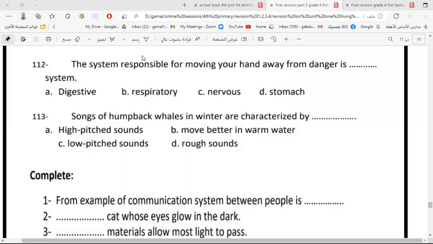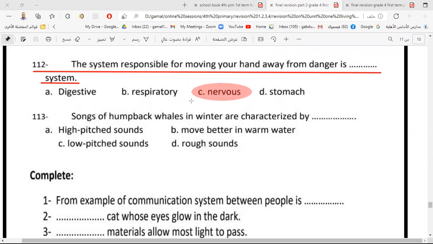The system responsible for moving your hand away from dangers, a system that feels: nervous system, very good. Not digestive, not respiratory, not stomach. It is the nervous system because there is a reflex action. You know what the name of this is? A reflex action. And this reflex action is done by the nervous system in a very short time, maybe part of a second, okay?